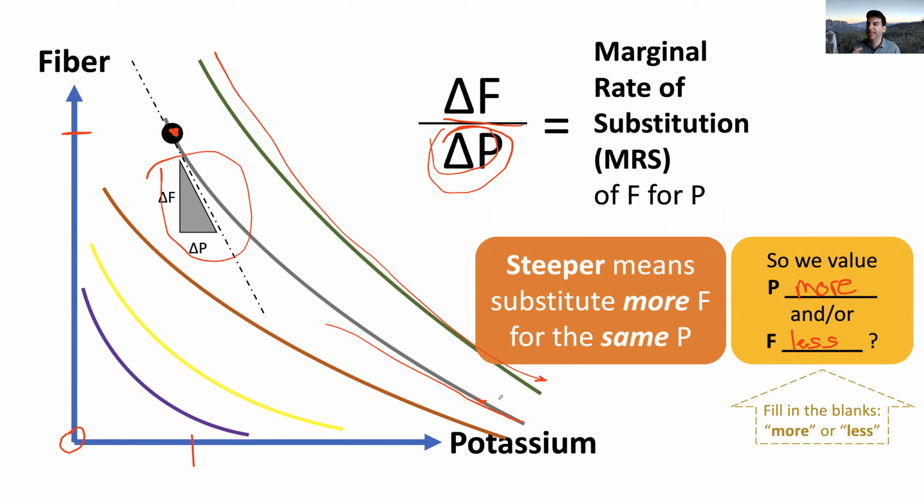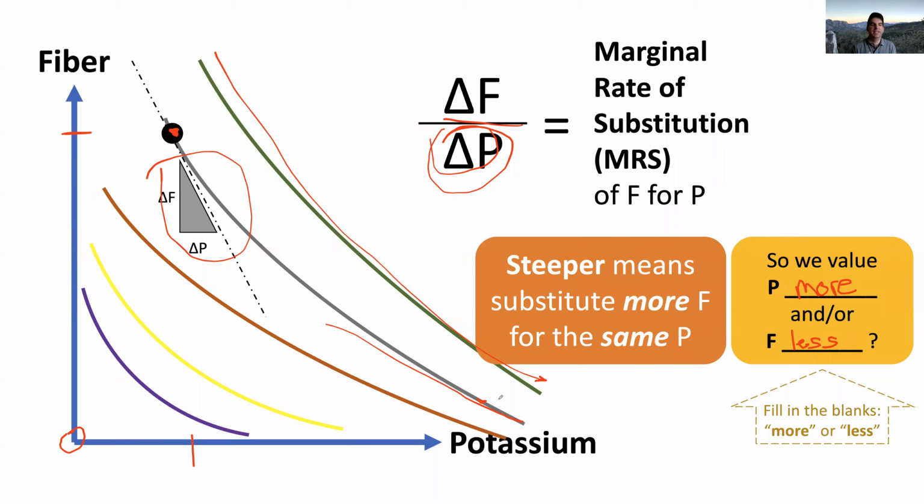So when it's shallow, that means that because I have less fiber, if I give up a little fiber, you have to compensate with a lot of potassium, because I already have a lot of potassium. The only way I'm willing to accept more potassium for giving up a little of the thing that I don't have is if you give me a lot more potassium.